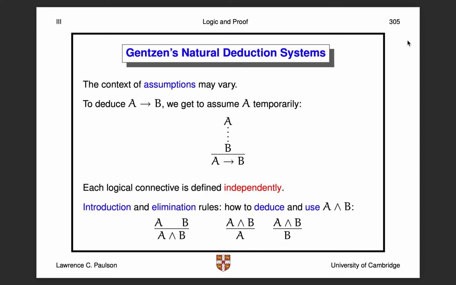So if you want to say, I don't know, all even primes are equal to 2, then you assume that n is even and prime. You make that an assumption, and then you do a little work and you discover that n is equal to 2, and you're finished. And once you're finished, you are no longer assuming that n is even and prime. You've just got your theorem.